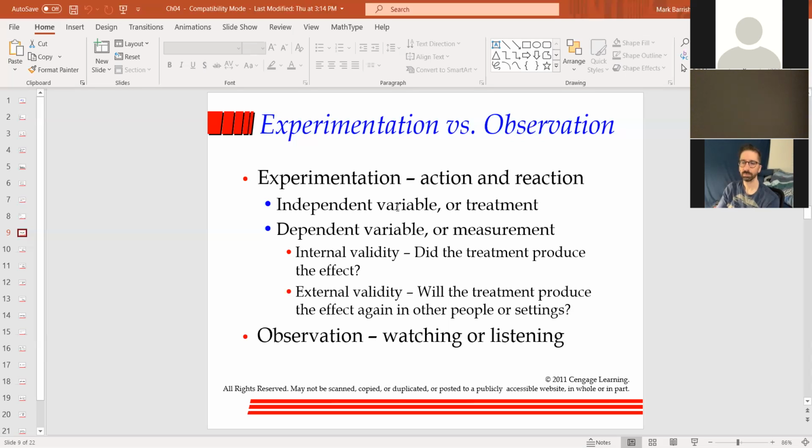So let me give you an example of that. I'll just give you a quick example. We'll be stopping in about 5 minutes.